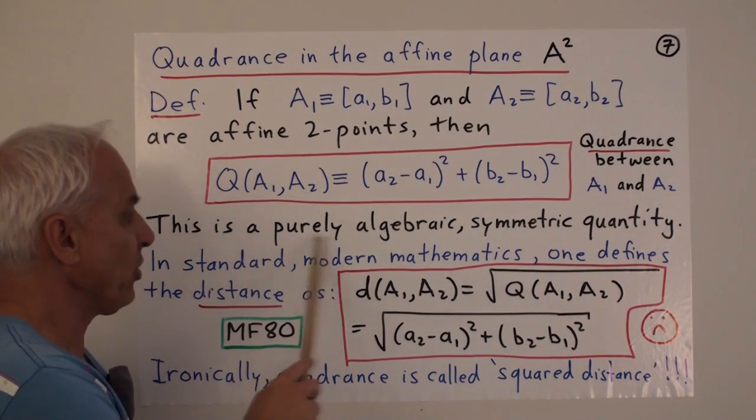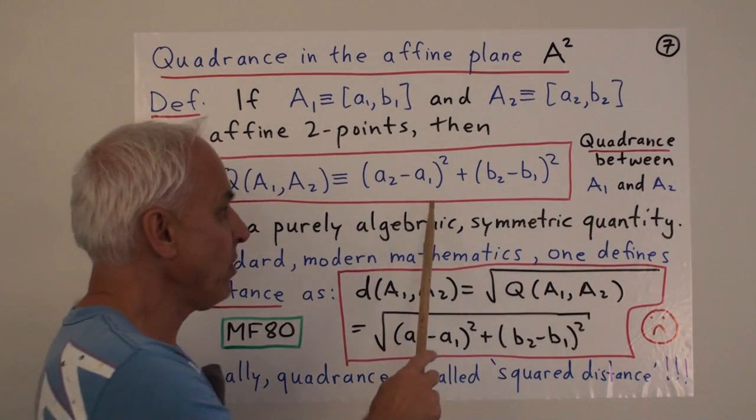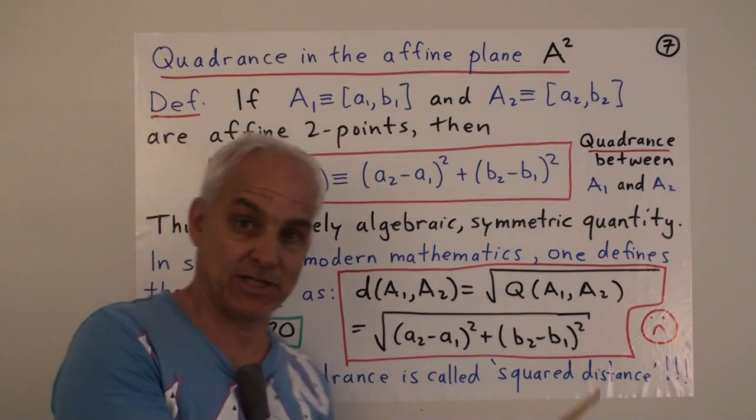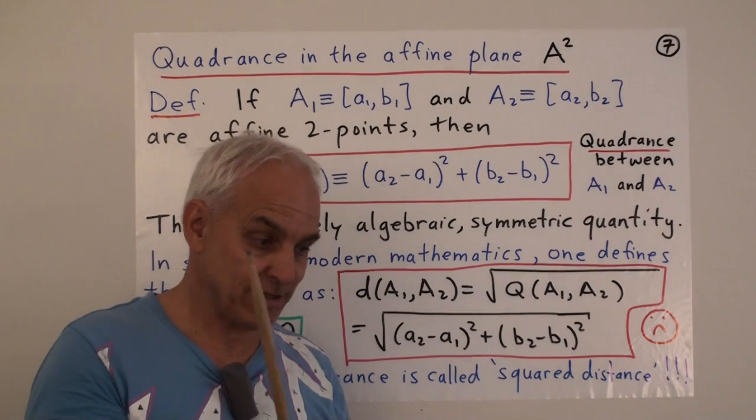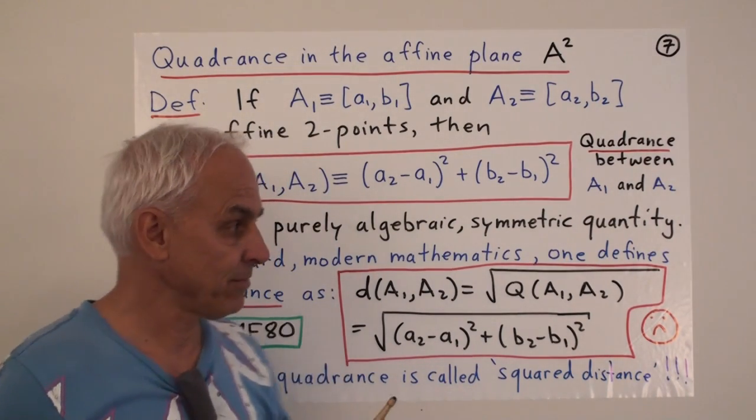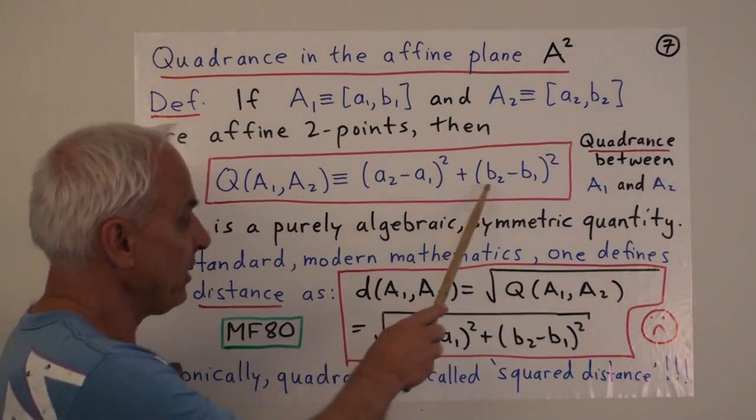This quantity is a purely algebraic and symmetric quantity. There are no absolute values involved. Even better, there are no square roots involved. Just addition, multiplication, and subtraction. And it's symmetric. If you interchange A1 and A2, this quantity does not change.